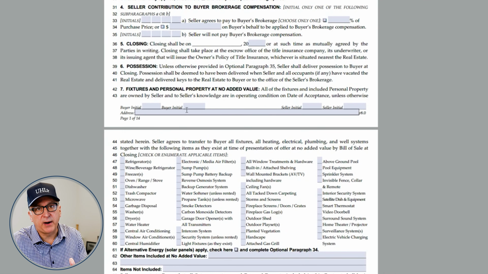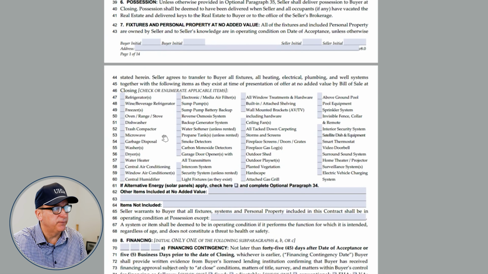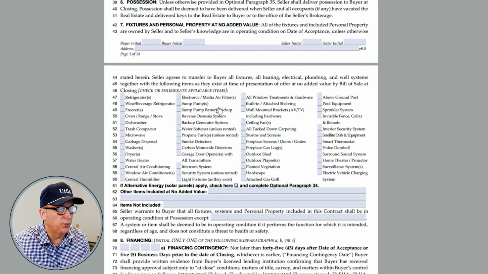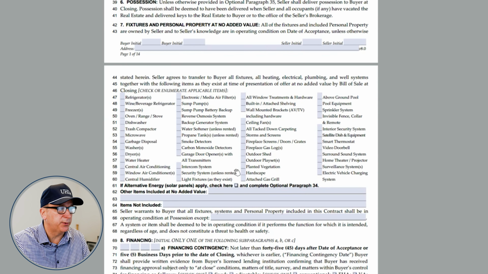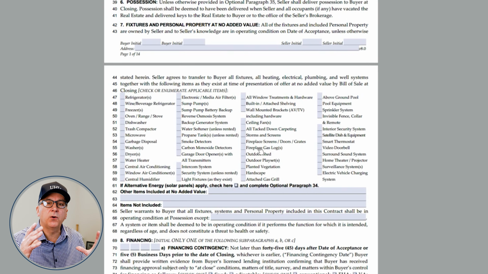Fixtures and personal property that are part of the contract at no additional value. All of this stuff is kind of considered what we define as real estate. That is stuff that is attached to your home and therefore can be financed as part of your purchase price. Freezer, oven, dishwasher, trash compactor, microwave, obviously sump pumps, ceiling fans, etc. That's all considered real estate, which can be financed as part of the contract.